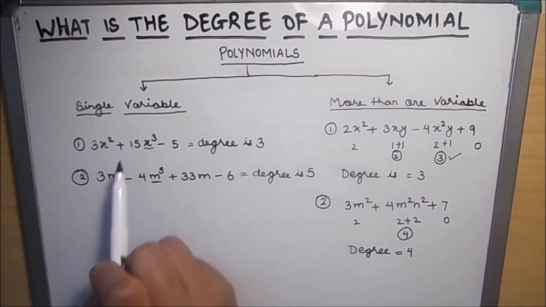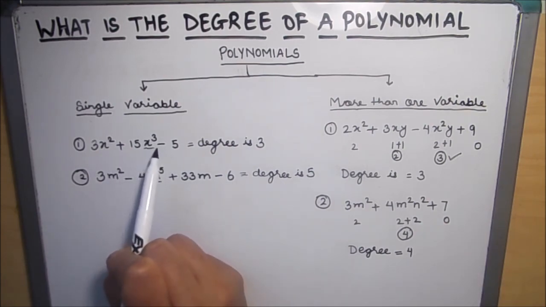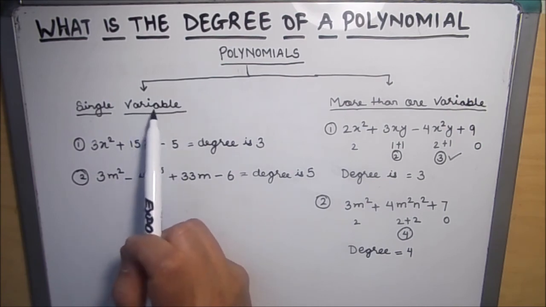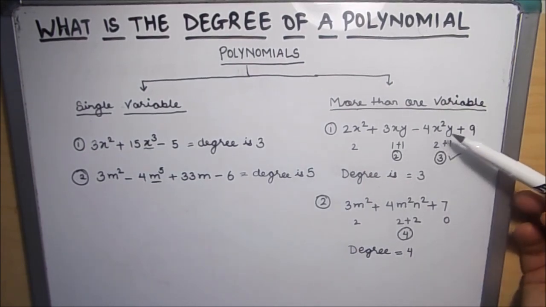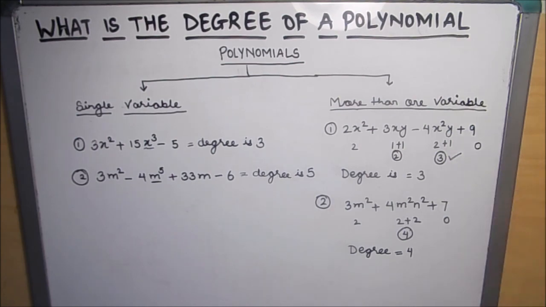So when there is a single variable, you just need to find the highest index of the variable to find the degree of the polynomial, and when there are polynomials with more than one variable, you need to add the powers of the variables to get the degree of the polynomial.